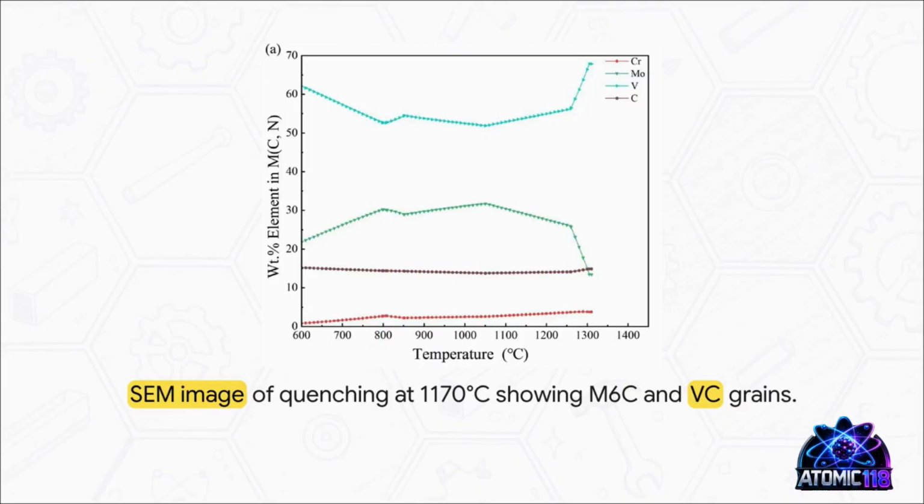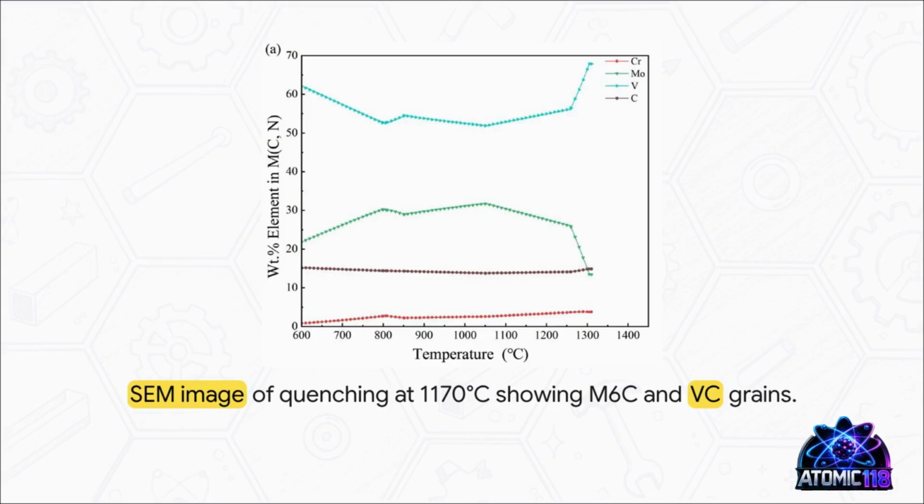And it is absolutely incredible to actually see this happen under a scanning electron microscope. This image proves the science right before our eyes, showing exactly where these M6C and VC compounds form during quenching at 1170 degrees Celsius. Check out the scan here.